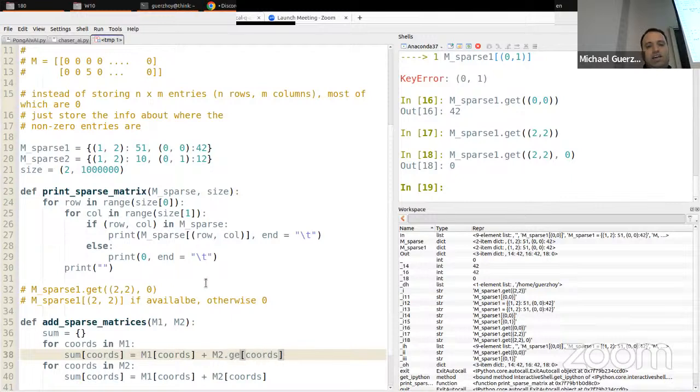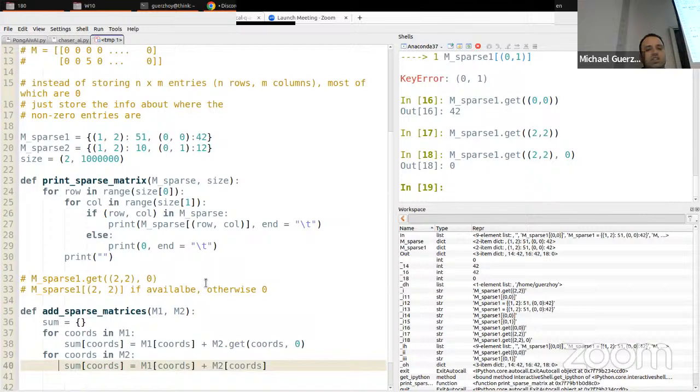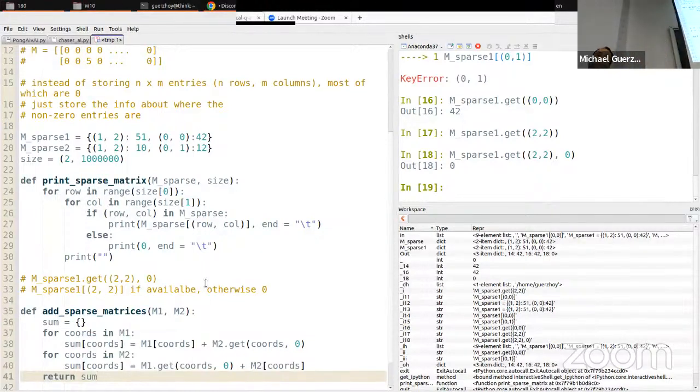So here we can say get coords, and if M2 at coords doesn't exist, just plug in a 0. Similarly here, we'll say M1.get, and then coords, and that's a 0. And that's like this. And then we're done, and we can return the sum. Make sense? Questions?